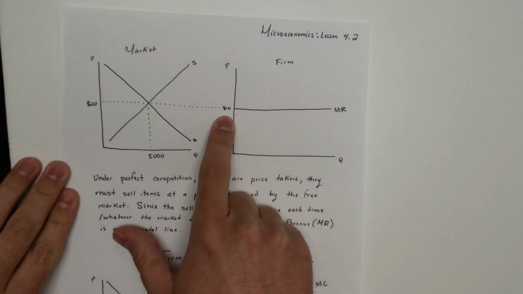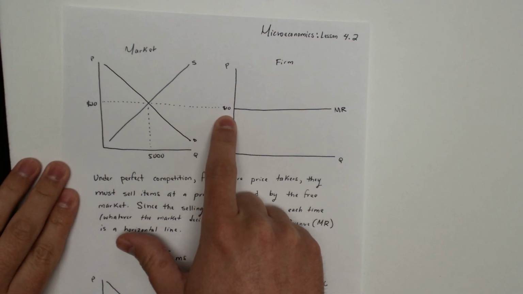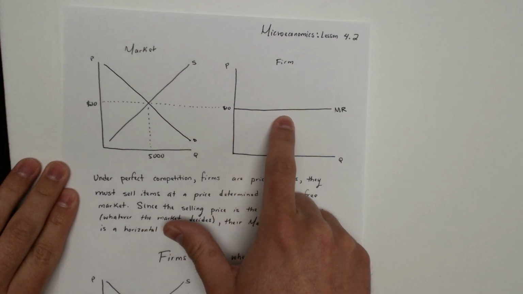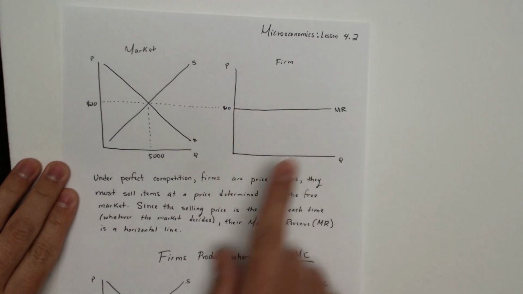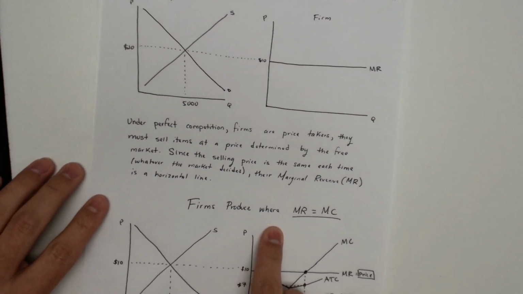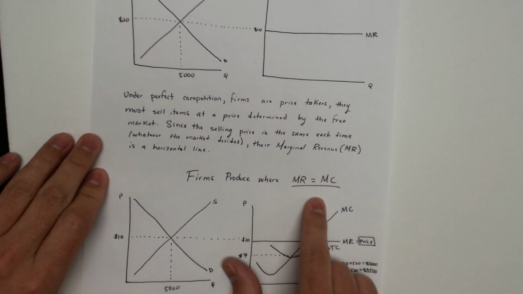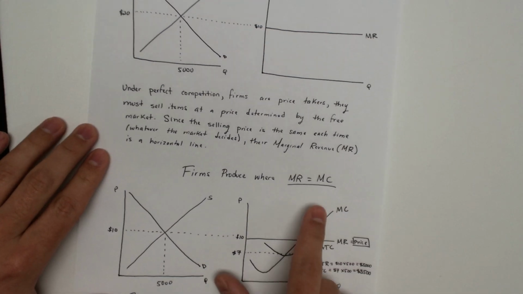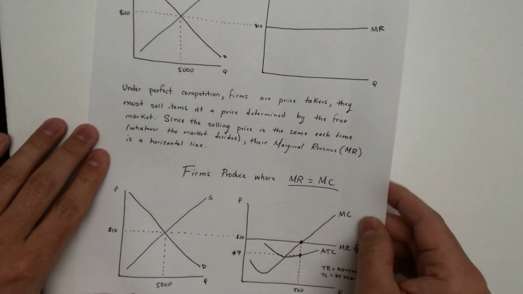Since they're selling each item for the same price, their marginal revenue is going to be a horizontal line just like that. Firms are also going to produce where MR equals MC right here. This is where the firm is going to maximize its profits.